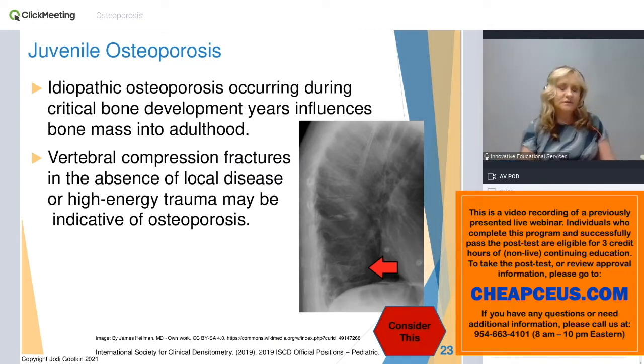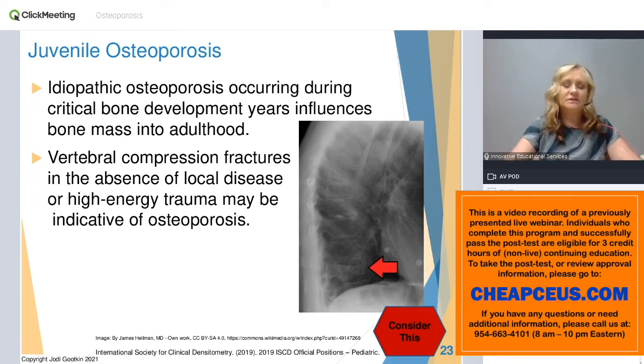Juvenile osteoporosis I want to highlight because it may not be something that we think of. When osteoporosis presents in children, when there's no other diagnosis that it can be attributed to, the diagnosis is juvenile osteoporosis. It tends to be rare, and it seems to evidence itself around age 7, but it does vary.